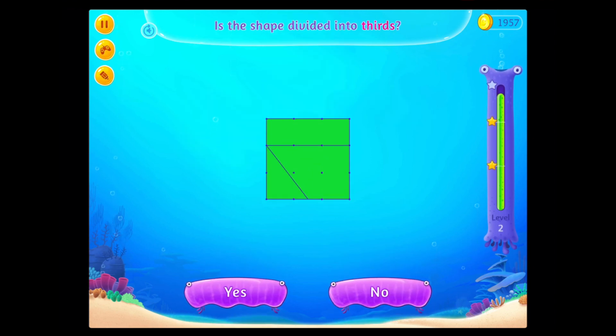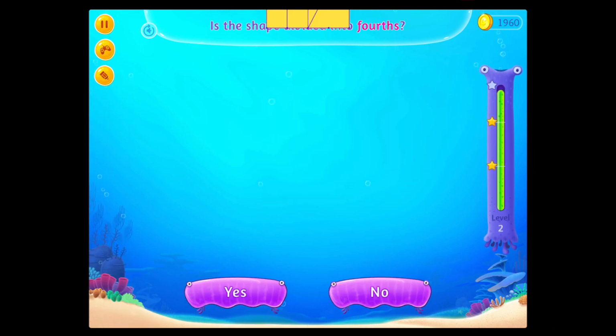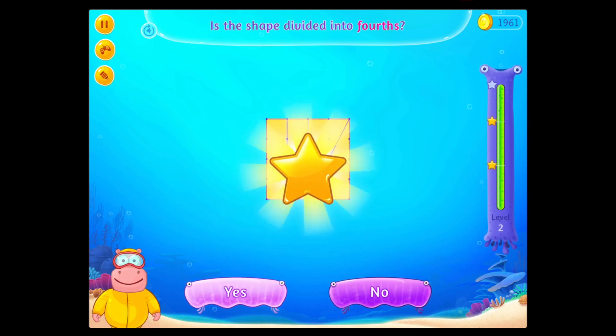Is the shape divided into thirds? Good going! Is the shape divided into thirds? Rockstar. Is the shape divided into fourths? That's right. Is the shape divided into fourths? Congratulations! You've done it!